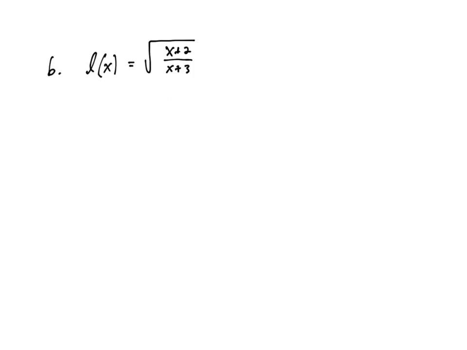So for number 6 here, L of x equals the square root of x plus 2 over x plus 3. This one's definitely the most challenging of this set here. And really the only way to see the domain here is by graphing this. So if you use a graphing utility, we would come up with a graph that looks something like this.